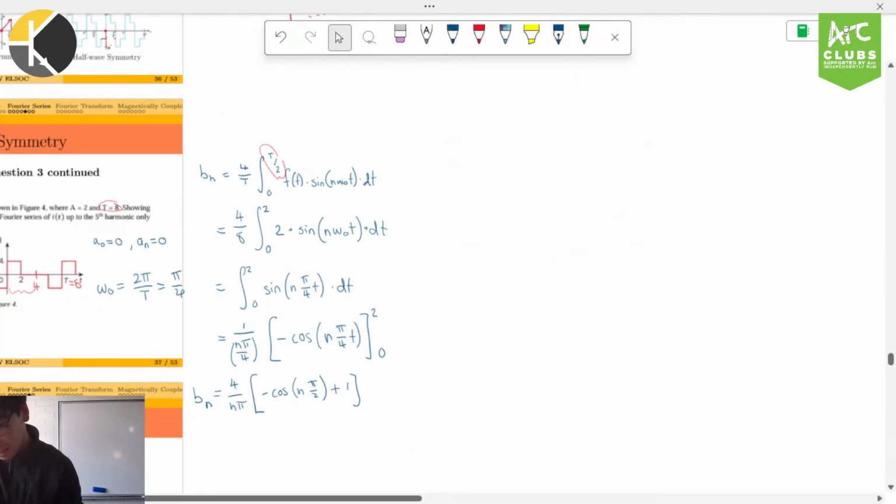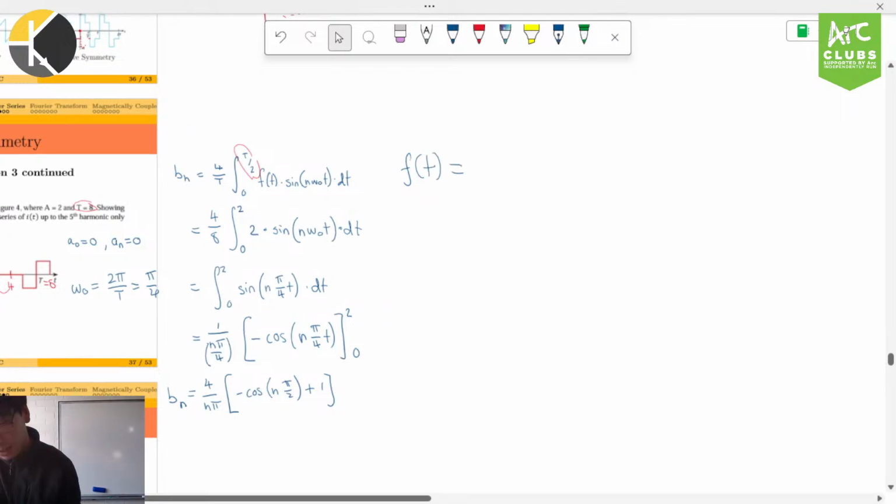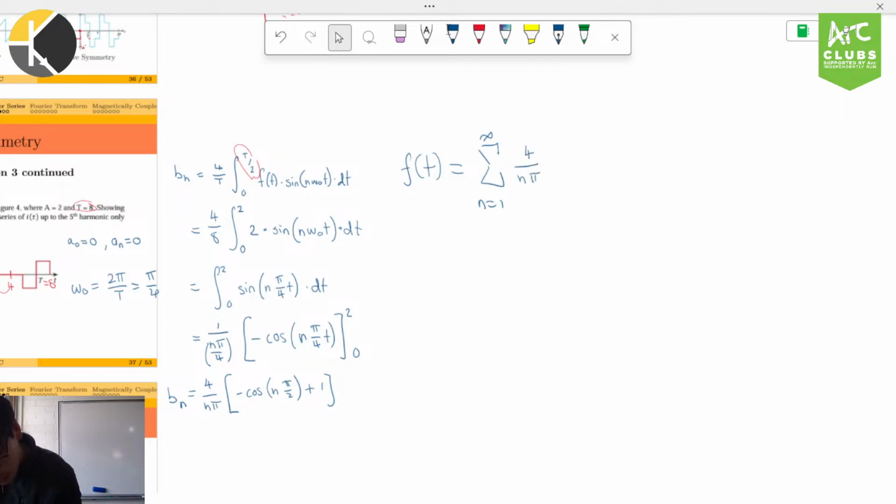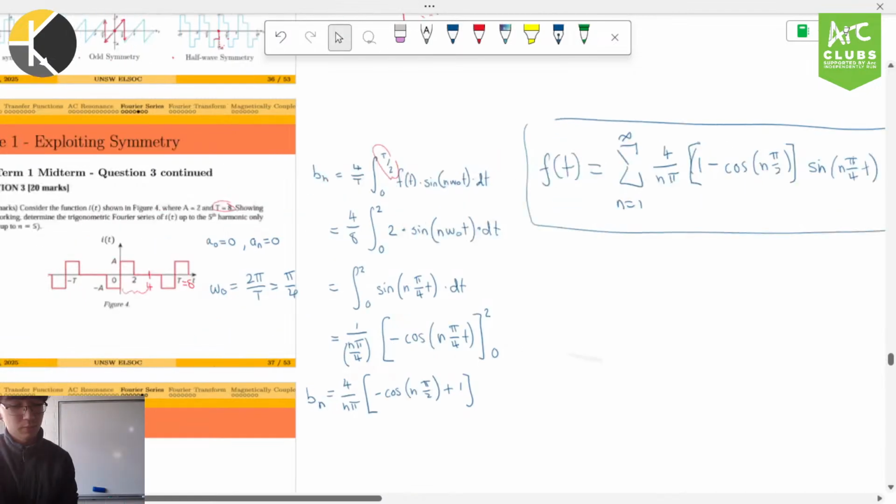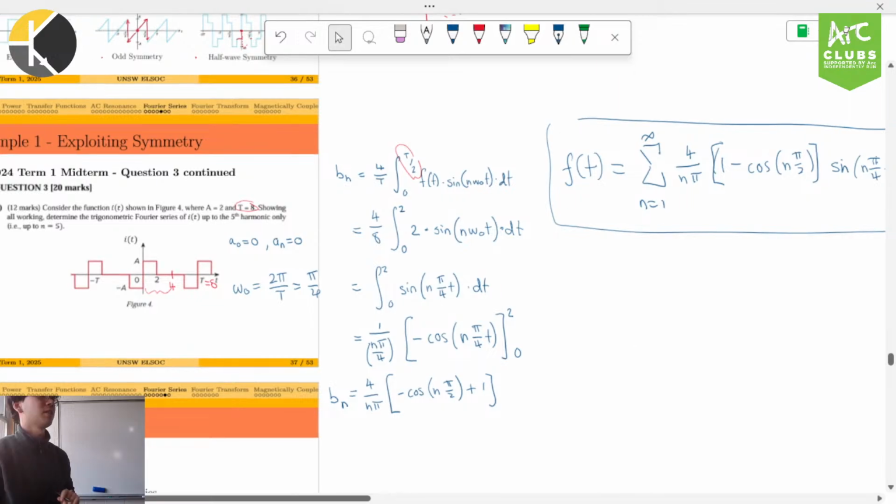So I'll write that down. Our f of t is now a0, which is nothing, plus the sum from n equals 1 to infinity of bn, which in this case is 4 on n pi, 1 minus cos of n pi on 2, and then we have sine n omega naught. I'll replace omega naught with pi on 4. And that is our Fourier series for that signal. Does anyone have any questions about how I derived that?